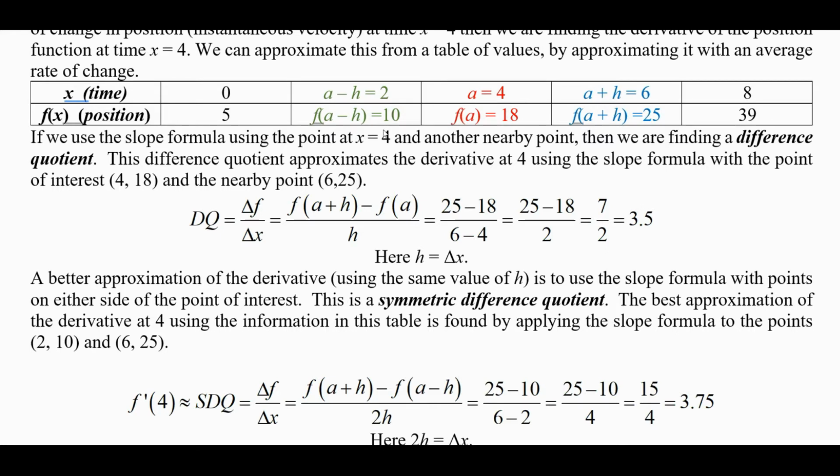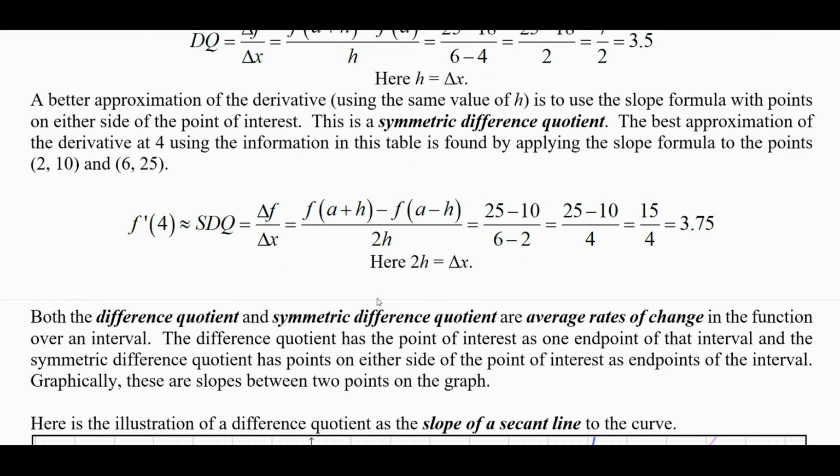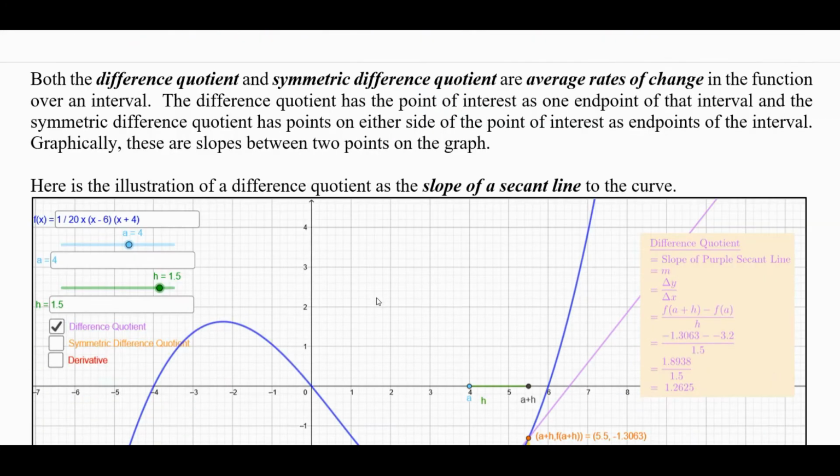That's 25 minus 10 over 6 minus 2. Okay, so h is still 2, but then it's 2h across here, which is 4. And 25 minus 10 is delta y, or delta f, which is 15. So our slope is 15/4, or 3.75. And that's going to be our rate of change. So this would be, say, maybe, miles per hour here, or maybe it's some other units, feet per second or whatever.